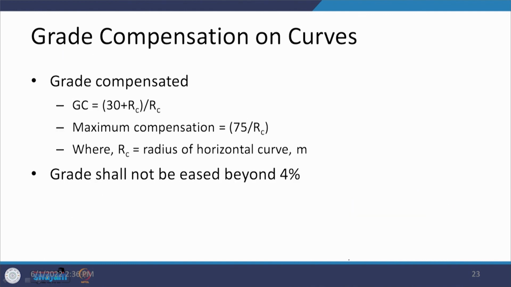This grade compensation is done by estimation. You have the formula (30 plus R) divided by R, where R is the radius of a circular curve, and at the same time there is a maximum value which is 75 divided by R. We have to consider both of these and see what is applicable, but one thing we have to keep in mind is that the grades are not going to be eased beyond 4%. If you get any value after application of the grade compensation as less than 4%, then we are going to make it a minimum of 4%.